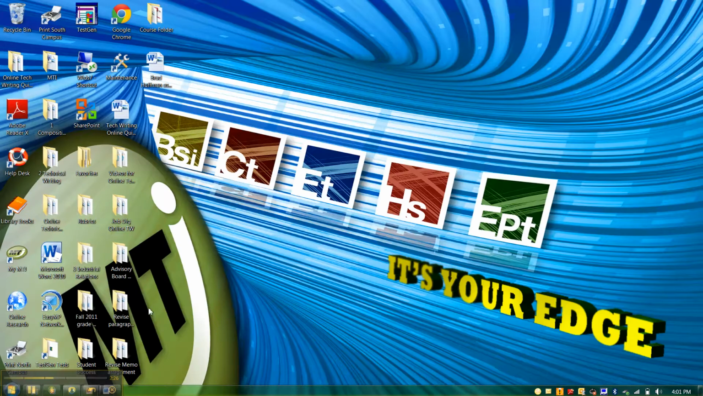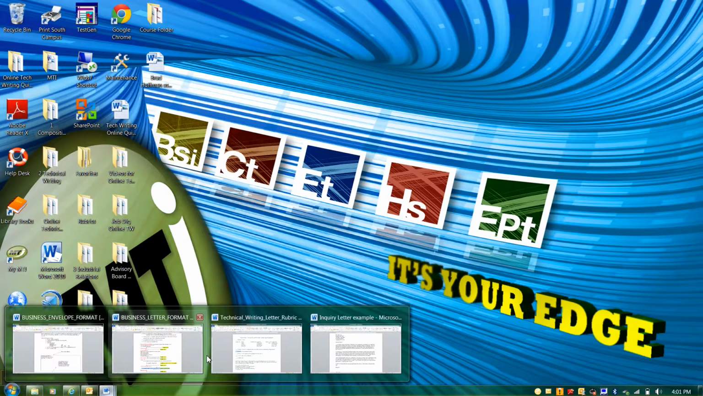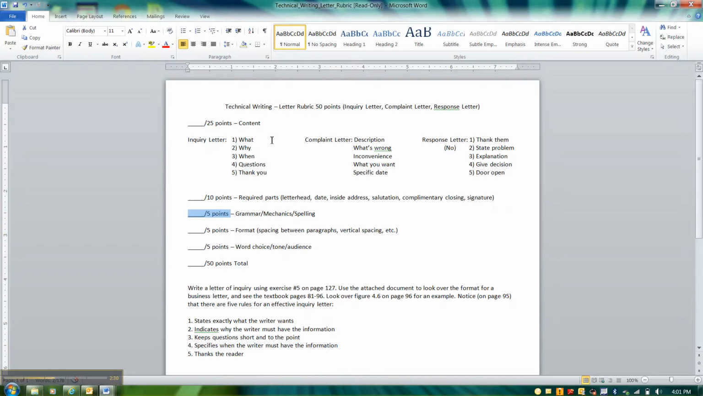Also on my MTI, I give you a document that gives you the rubric for the letters. Okay, the letter that we're doing right now, like I said, is the inquiry letter. It's worth 50 points. 25 points comes from content. With a business letter, an inquiry letter, these are the 5 things that you're going to want to do. It also mentions it in the book. On pages 81 through 96 is where it talks about letters, and then on page 95, these are the 5 rules for an inquiry letter.